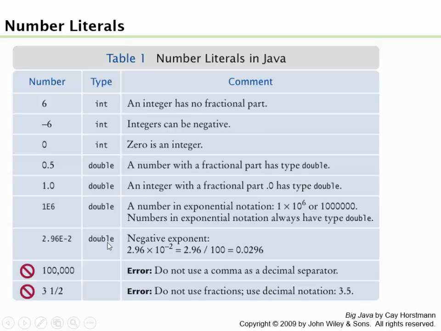That's also a double. A common mistake that beginning programmers make is they put commas in to separate thousands. That doesn't fly in the compiler. The compiler gets really confused. So you're just going to have to count zeros. You can't use comma as a decimal separator. Nor can you do fractions like this. The computer doesn't know what you mean. You can't use fractions.